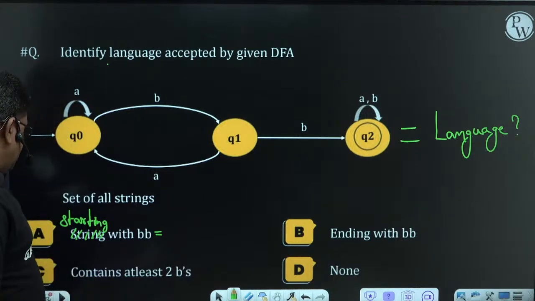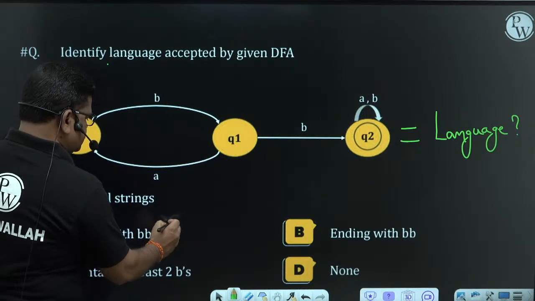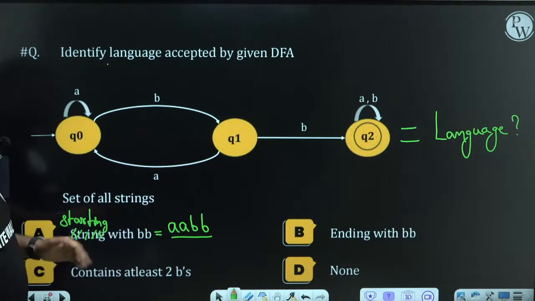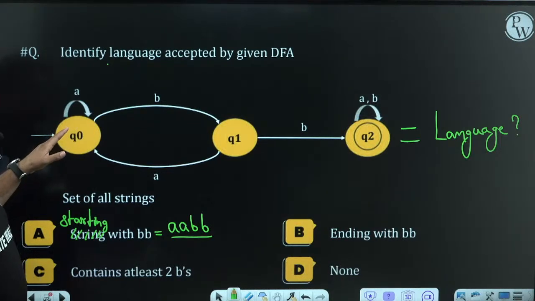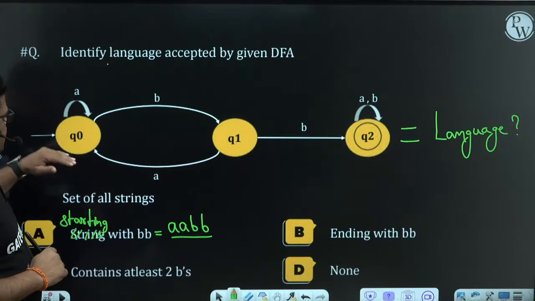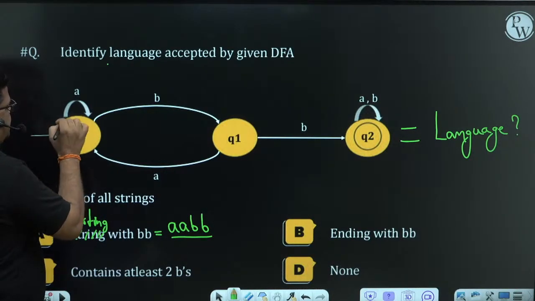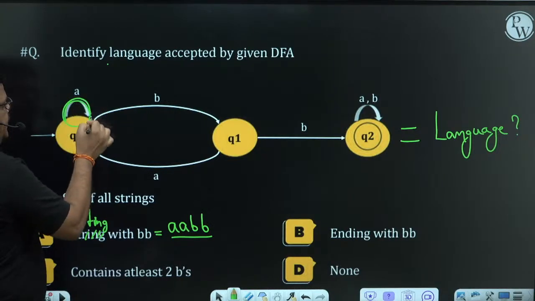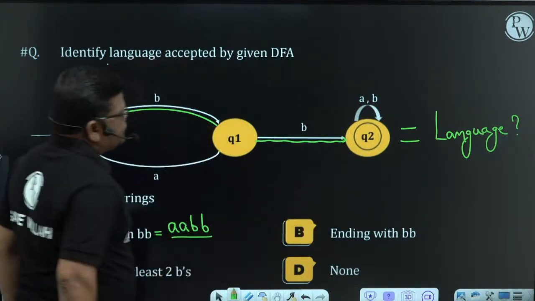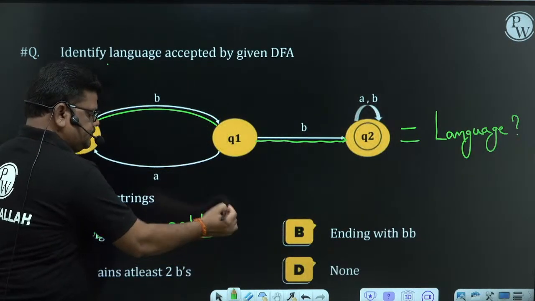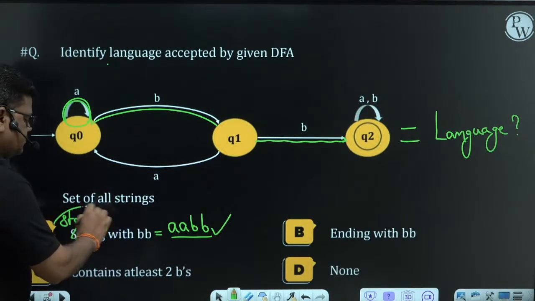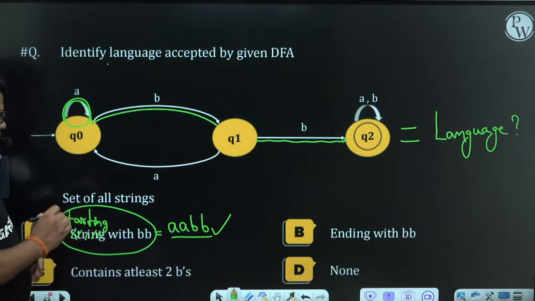But see this: if I take a string like double A, double B, it is not starting with double B, but it is accepted by this automata. What is acceptance? By reading the string, the automata has to reach the final state. Starting from the initial state, reading A, one more A, then double B, it reaches the final state, so this string is accepted. The strings accepted by this automata do not have the condition of starting with double B. That's why A is not the answer.